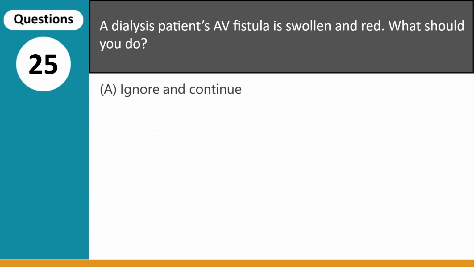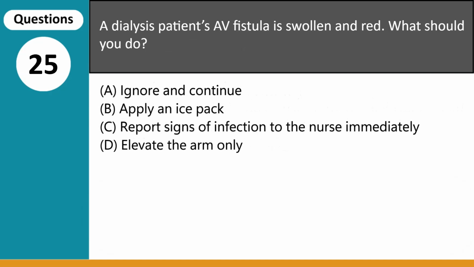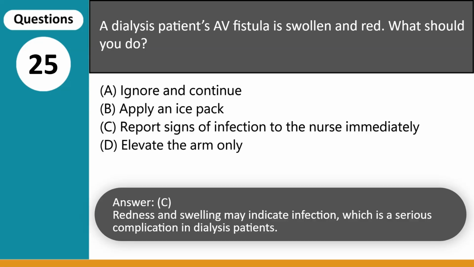A dialysis patient's AV fistula is swollen and red. What should you do? A. Ignore and continue. B. Apply an ice pack. C. Report signs of infection to the nurse immediately. D. Elevate the arm only. Answer: C. Redness and swelling may indicate infection, which is a serious complication in dialysis patients.